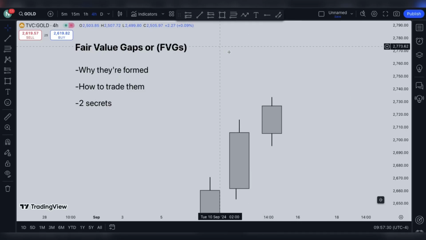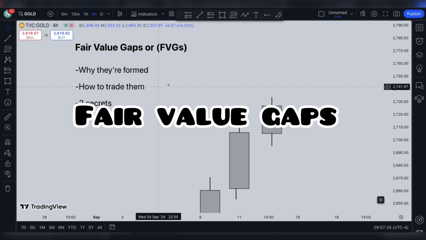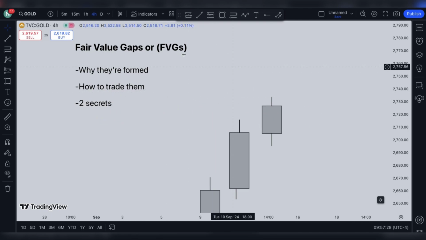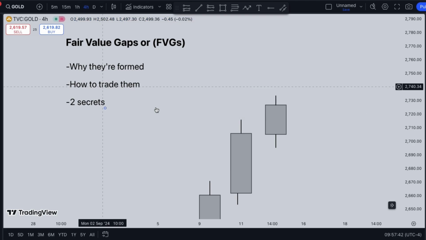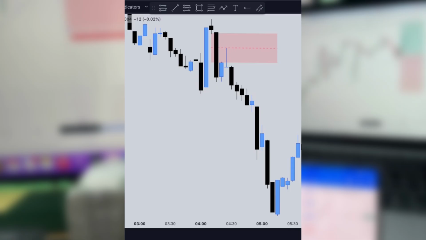Hello traders, in this video we are going to look at fair value gaps in detail. We'll be covering everything that you need to know about fair value gaps. We'll be looking at why they are formed, how to take trades off them, and at the end of the video I'll be sharing two important secrets, or things you need to know about trading fair value gaps. So do well to follow through and try not to skip through this video, so that at the end you'll be able to catch trades like this one.